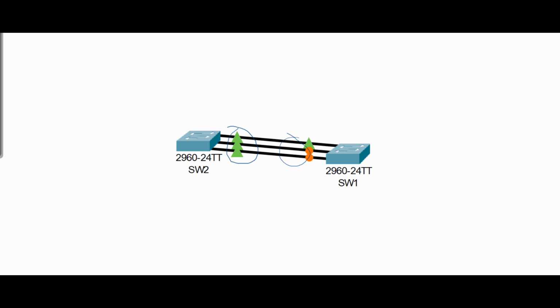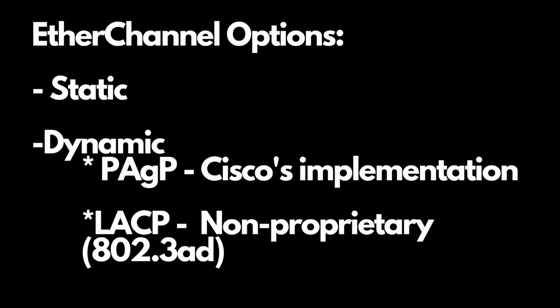We have two ways of doing EtherChannel on Cisco switches. One is doing it statically, which is basically turning it on in this section, then coming over here and turning it on there, and then EtherChannel is working. The better way is to use LACP or PAgP. PAgP is Cisco's implementation and it's proprietary to Cisco switches. LACP is the industry standard for aggregating links.